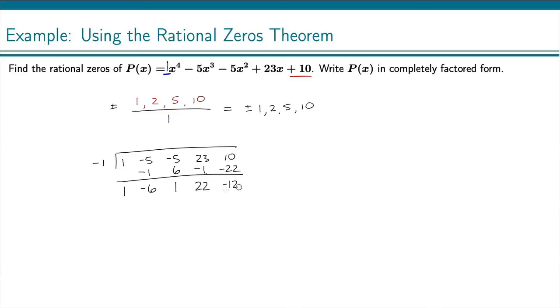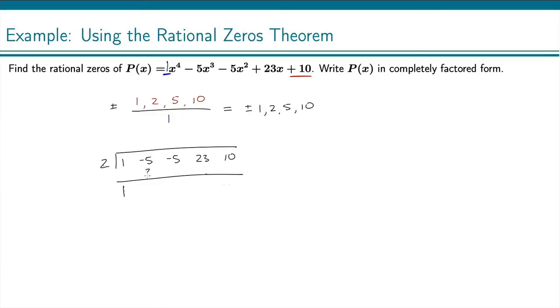So we get rid of our work and move on to the next number in our list, which will be 2. And you don't have to go in a specific order. You can go in any order you want. I just like working with the smaller numbers because the arithmetic is a little bit easier. So if I do 2 here, bring the 1 down.